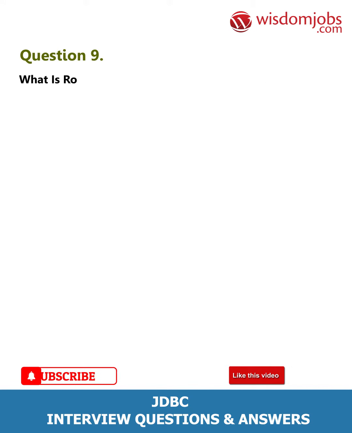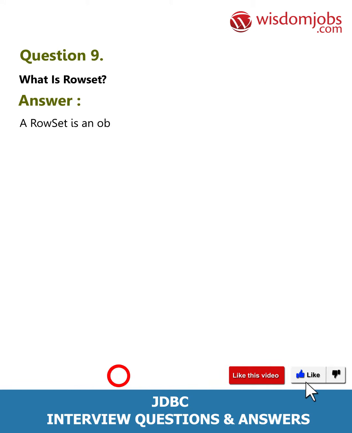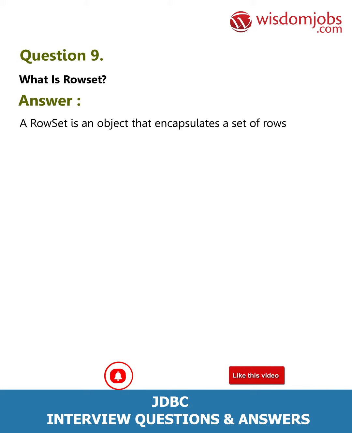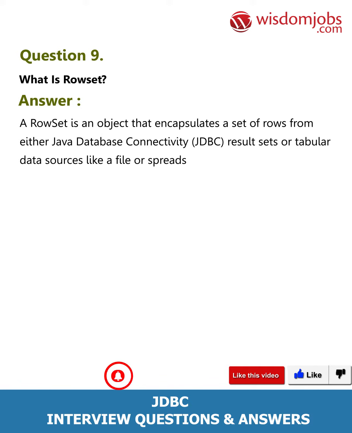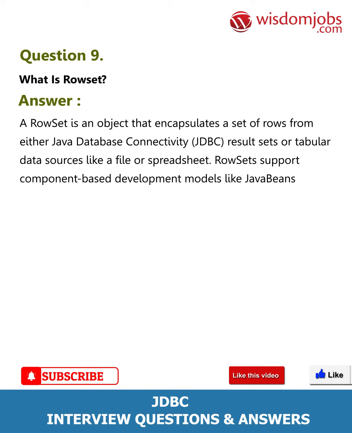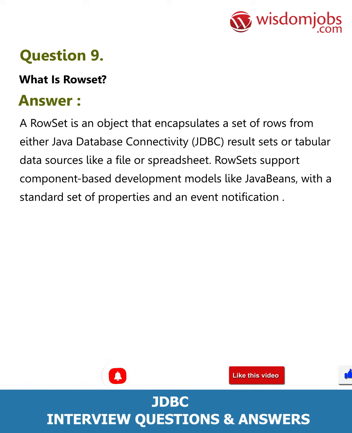Question 9. What is row set? Answer. A row set is an object that encapsulates a set of rows from either Java Database Connectivity, JDBC, result sets, or tabular data sources like a file or spreadsheet. Row sets support component-based development models like JavaBeans, with a standard set of properties and an event notification.